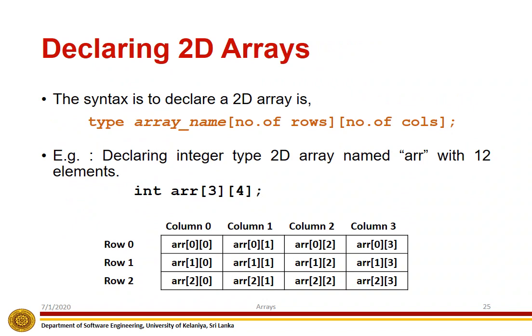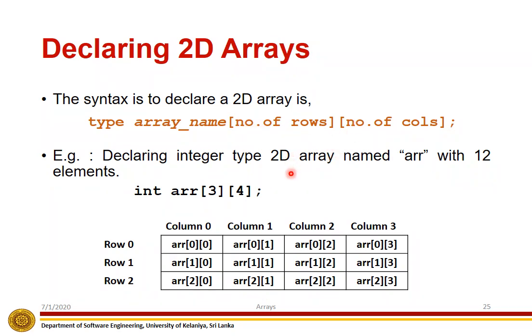Declaring 2D arrays. The syntax to declare a 2D array is also the same as the earlier one: first the type of the array and then the array name. The only difference is we are using two subscripts in here. One is for the number of rows and one is for the number of columns. This is a 2D array, so we have to use two square brackets in here.